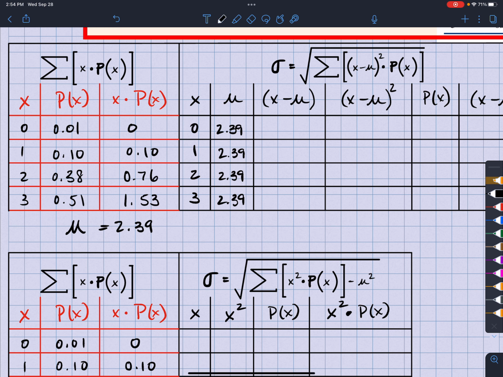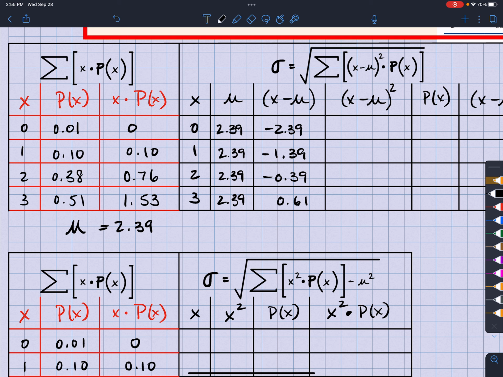Okay. Then we're going to subtract these two. So 0 minus 2.39 is going to be negative 2.39. 1 minus will be what? Negative 1.39. And then 2 minus will be negative 0.39. And then 3 minus is going to be 0.61. All right. So now I got to square these.